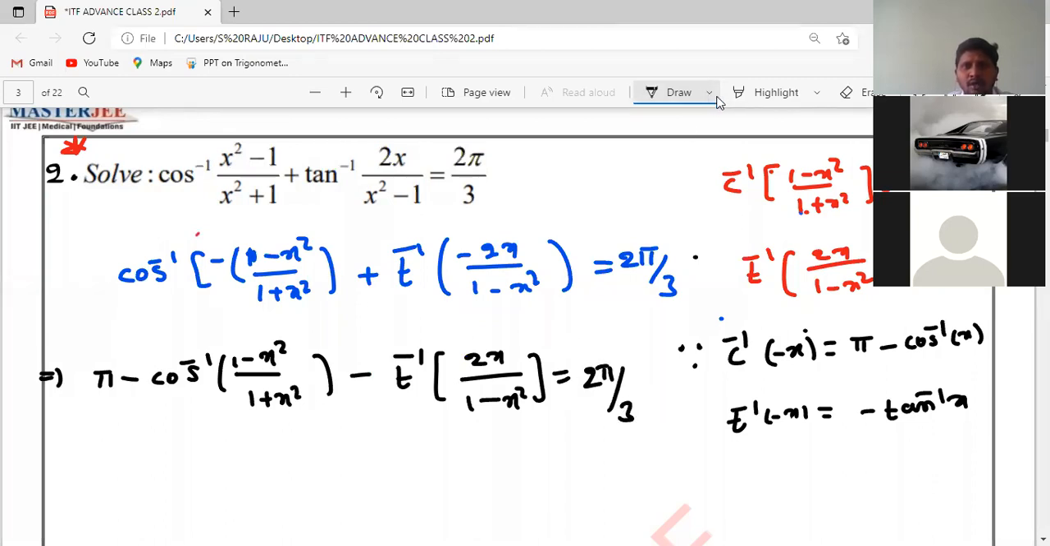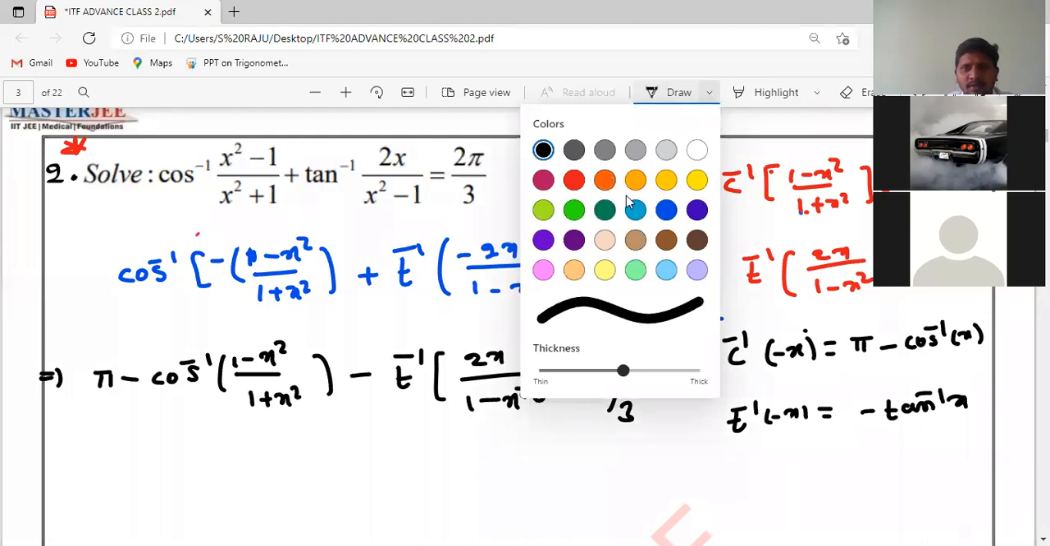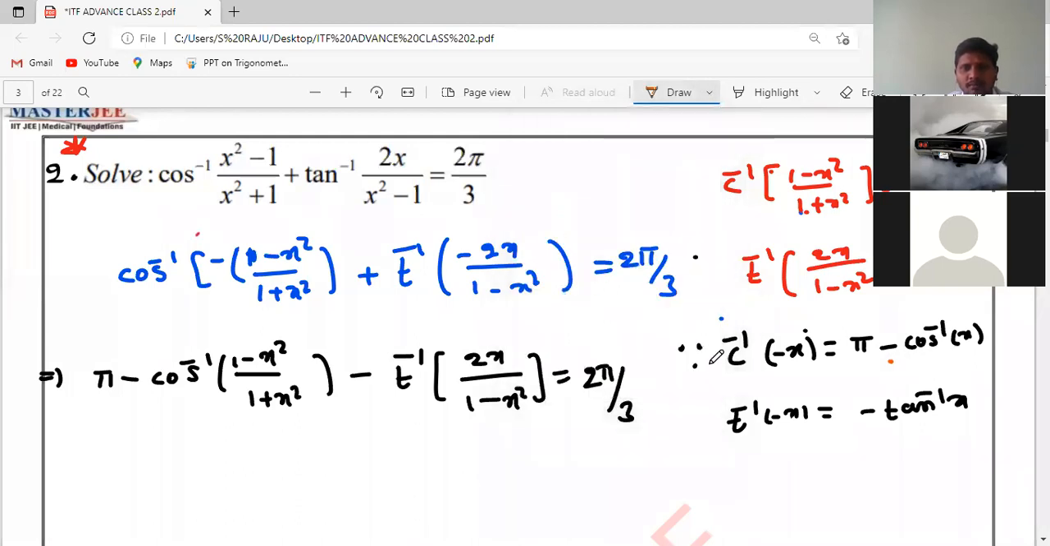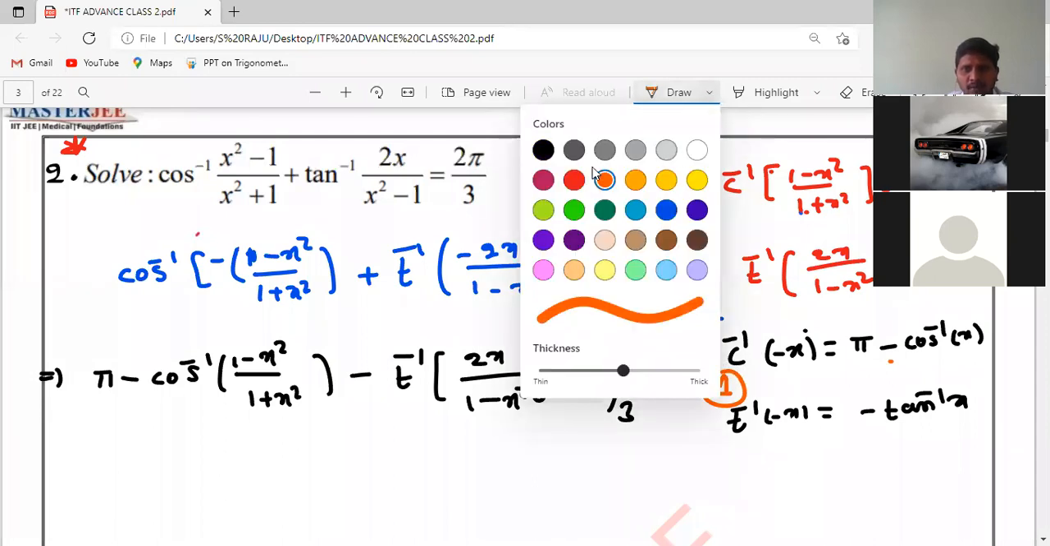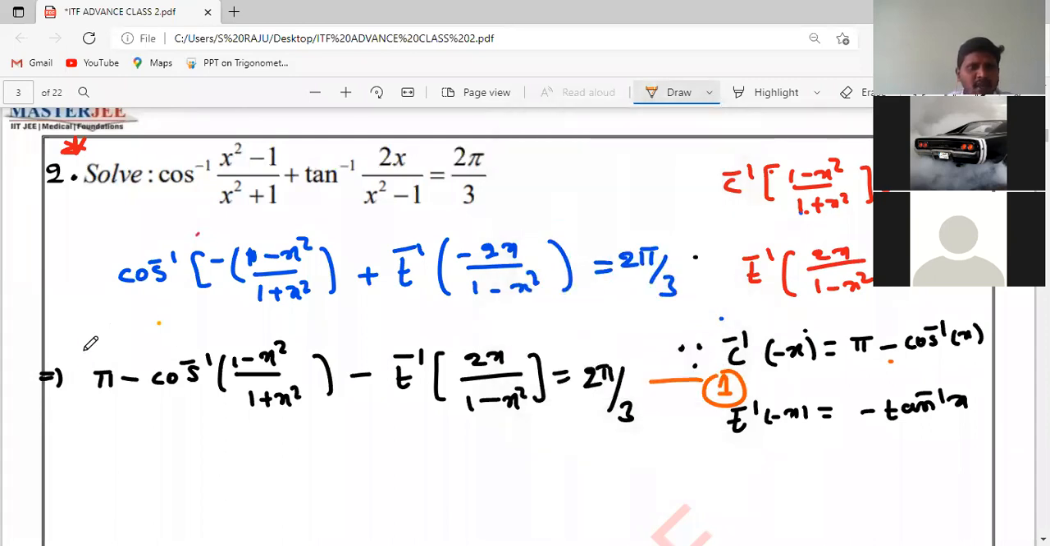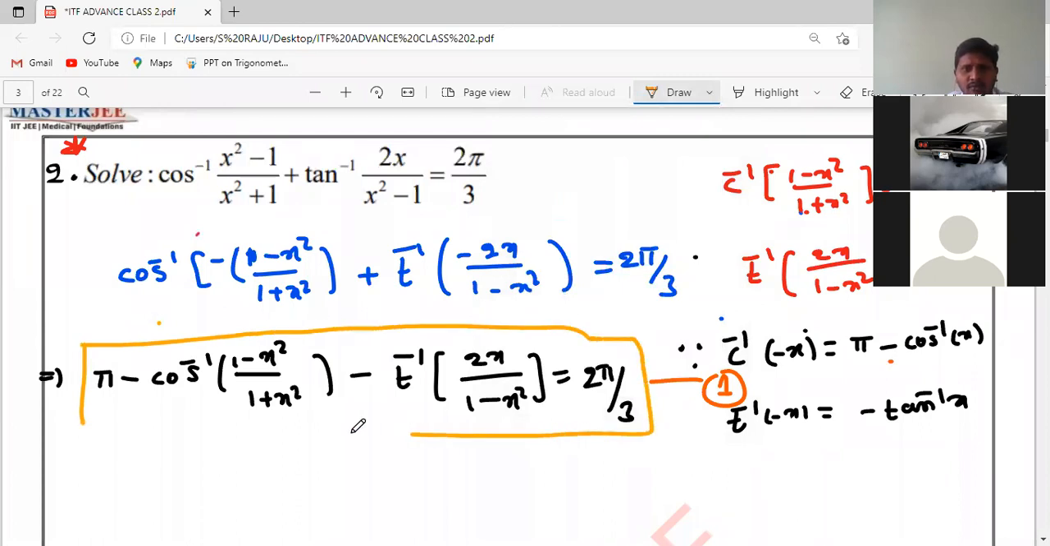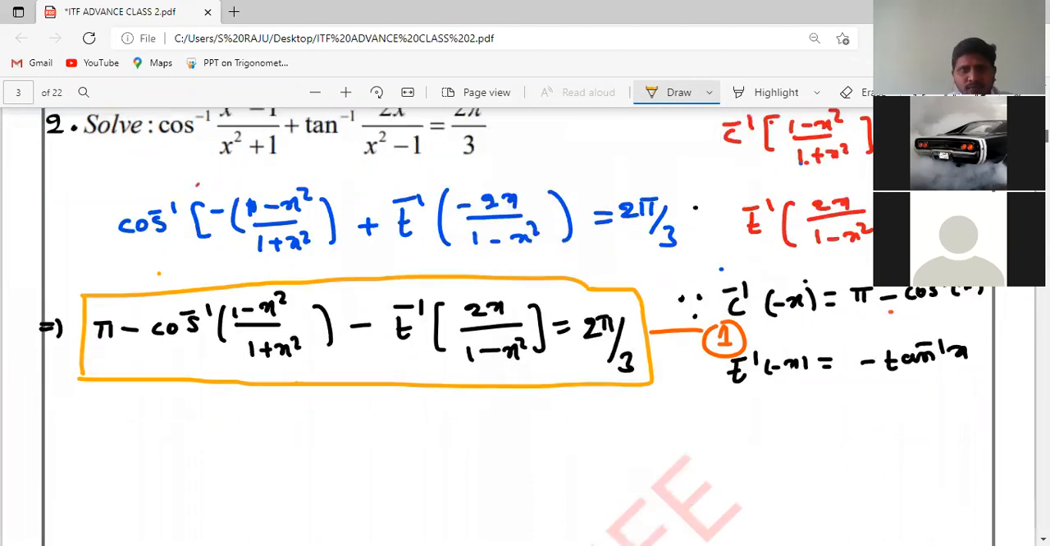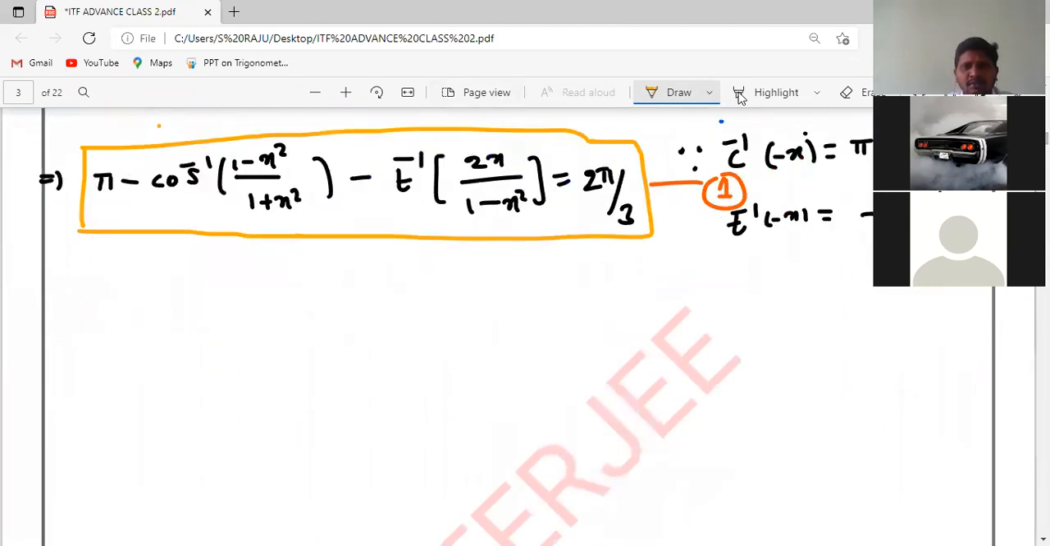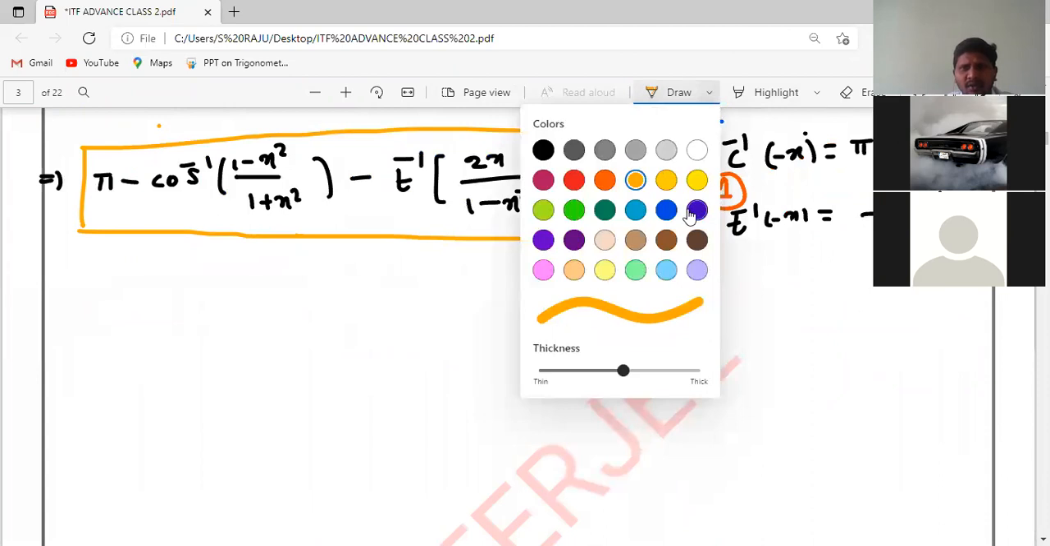Now I'm going to take this as equation 1. Very important. Based on this only, we are going to find all the possible values of x. Remember this equation. Now, what cases will be there? There are 4 different cases. I'm going to write the 4 different cases.